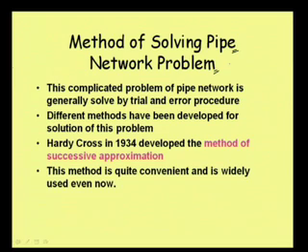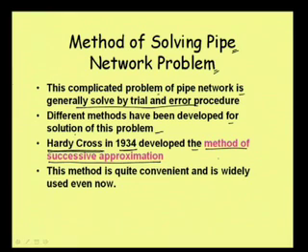Different scientists have attempted solving this problem in different ways. So this complicated problem of pipe networks is generally solved by a trial and error procedure. Whatever may be the procedure, generally it includes the trial and error procedure. Well, and different methods have been developed for solution of this particular problem, and Hardy-Cross, we need to remember this name, Hardy-Cross in 1934 developed the method of successive approximation. They named this method as method of successive approximation. That means basically it is an iteration.